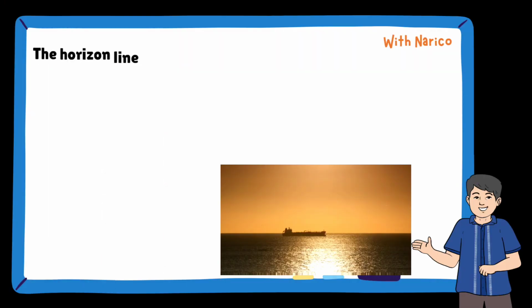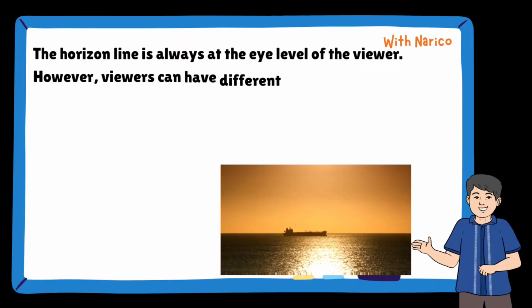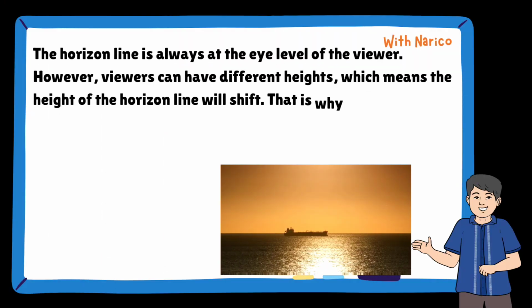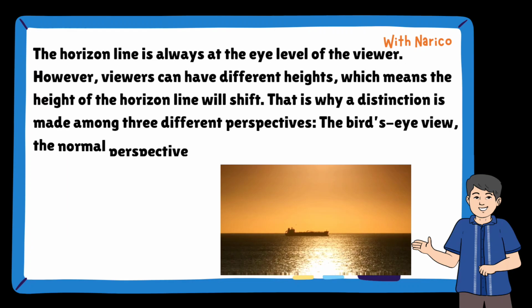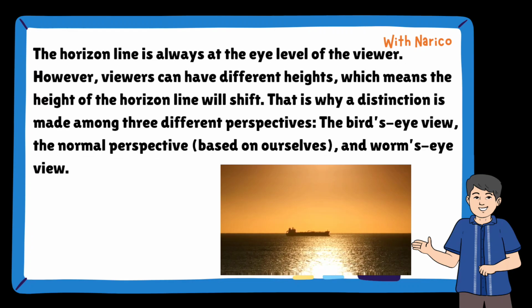The horizon line is always at the eye level of the viewer. However, viewers can have different heights, which means the height of the horizon line will shift. That is why a distinction is made among 3 different perspectives: the bird's eye view, the normal perspective, based on ourselves, and worm's eye view.